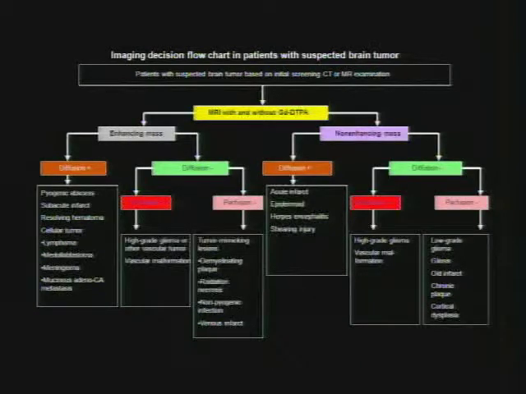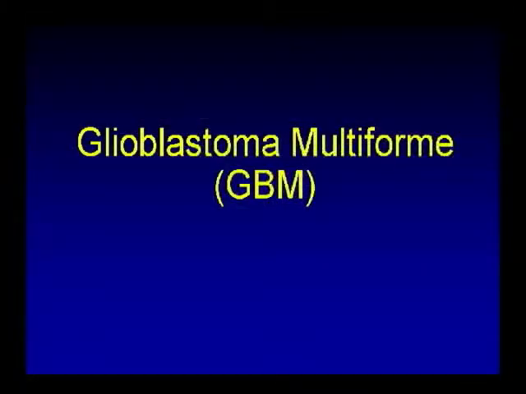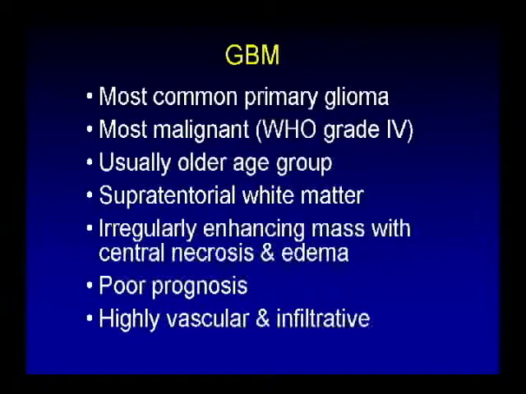But the next imaging sequence that you should be looking at is diffusion-weighted imaging. It's a very powerful technique that's going to help you narrow down the differential tremendously. So pre and post-gad T1 plus FLAIR imaging to make your initial assessment. Next in line is diffusion-weighted imaging. So let's show you some examples of the most common types of brain tumors.